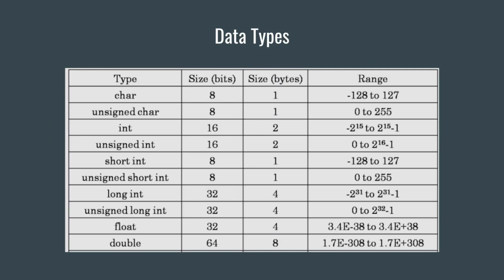Our next topic is data types. There are four primary data types in C, which are int, that stands for integer, float, double, and char. You can refer to this table to know all the kinds of data type present in C. Here you can see the type and the size of the data type and also the range.